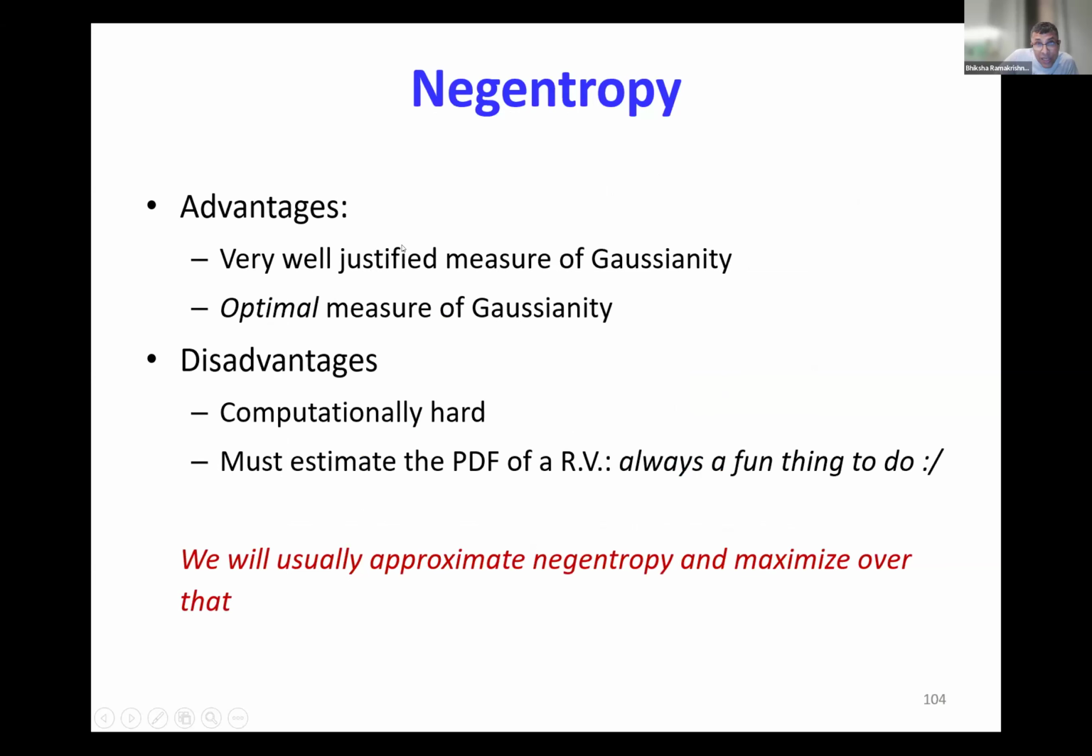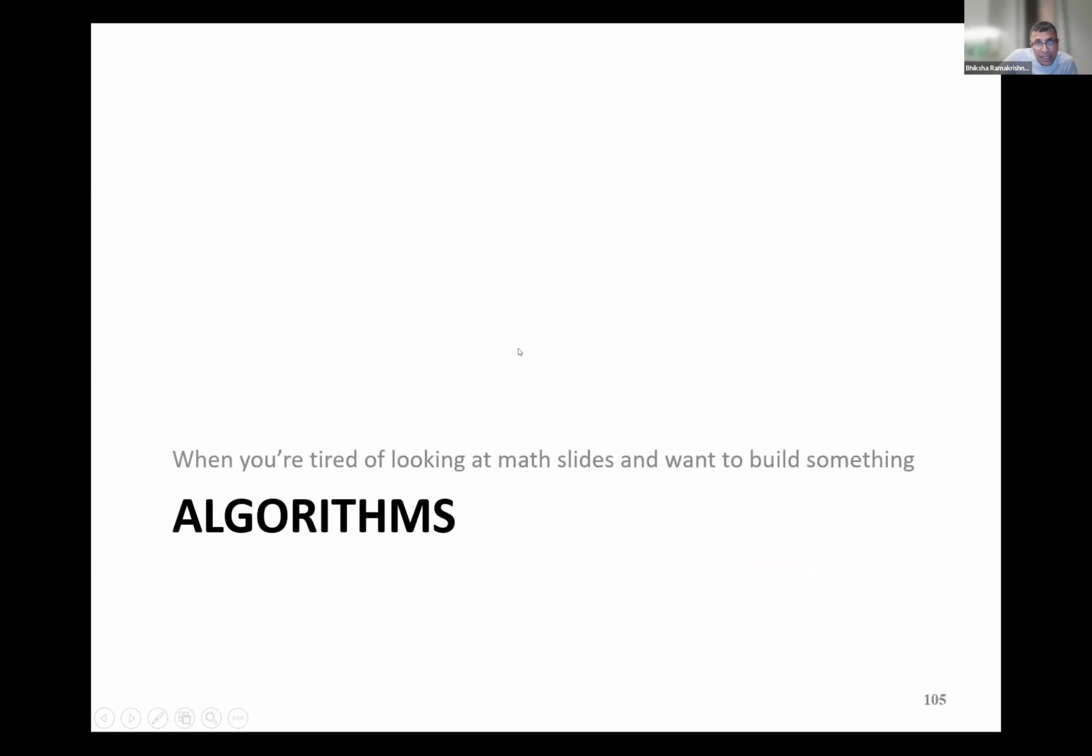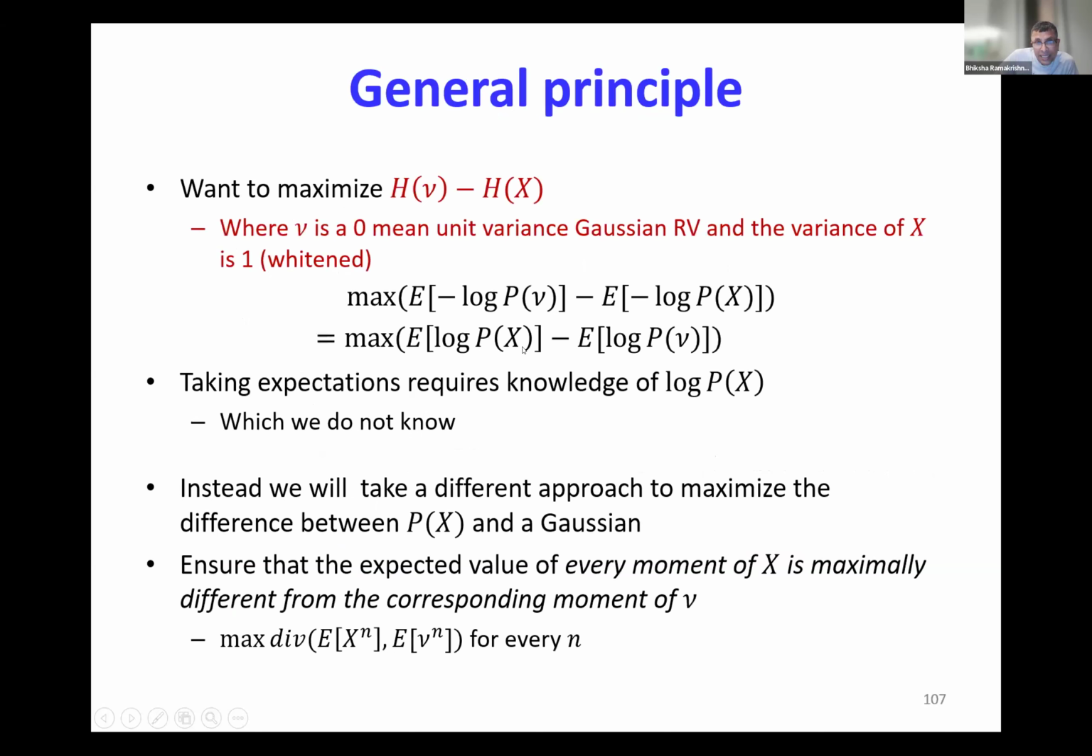So negentropy is a very well justified measure of Gaussianity. It's in fact an optimal measure of Gaussianity, but it's computationally hard to compute. This means you want to estimate the PDF for a random variable, which is really horrible to do. So typically you approximate negentropy and maximize over that. There have been many techniques for this. FastICA is one. Given any x, you want to maximize the difference between the entropy of a Gaussian with the same variance as x and the entropy of x itself.